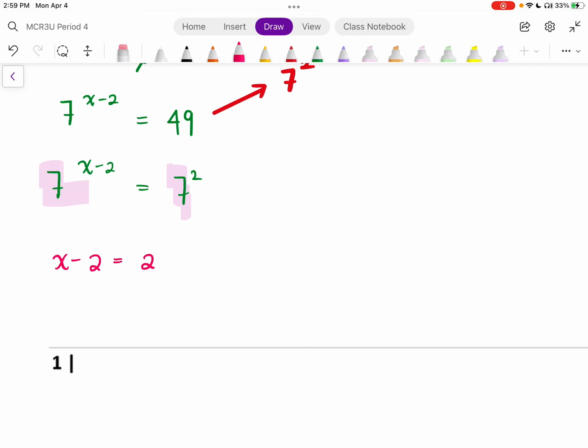And I'm just going to isolate for the x. So I'm going to add 2 on both sides: 2 plus 2 is 4. So x is equal to 4. And that's how you should answer. You should always just tell me what x is equal to, right?